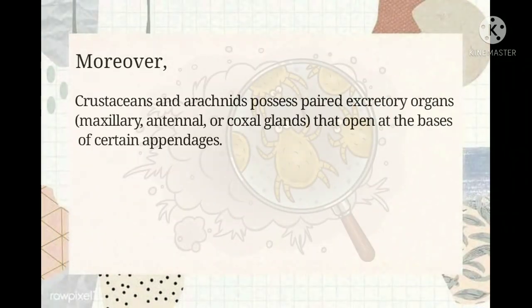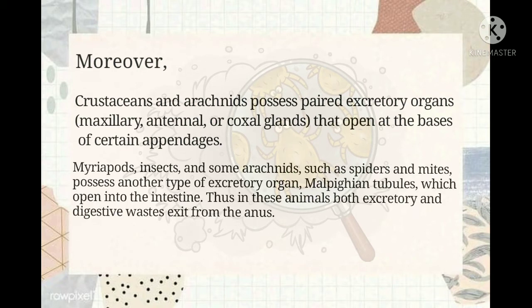Moreover, crustaceans and arachnids possess paired excretory organs, maxillary, antennal, and coxal glands that open at the bases of certain appendages. Myriapods, insects, and some arachnids such as spiders and mites possess another type of excretory organ, Malpighian tubules, which open into the intestine. Thus, in these animals both excretory and digestive waste exit from the anus.